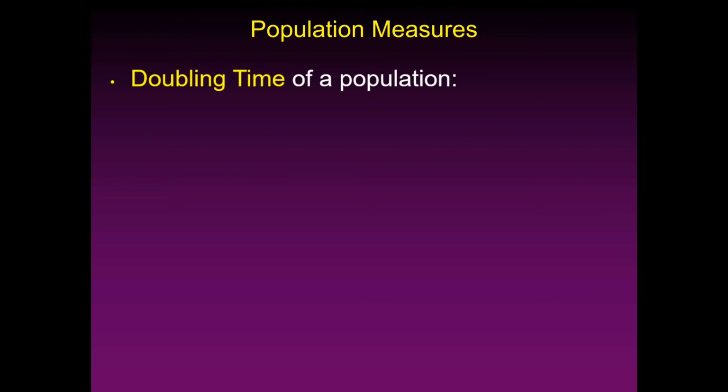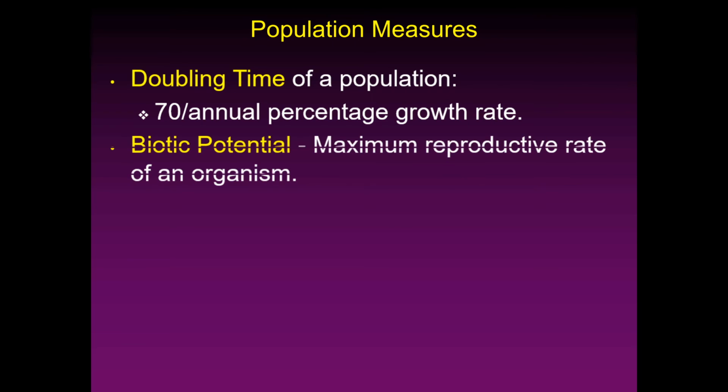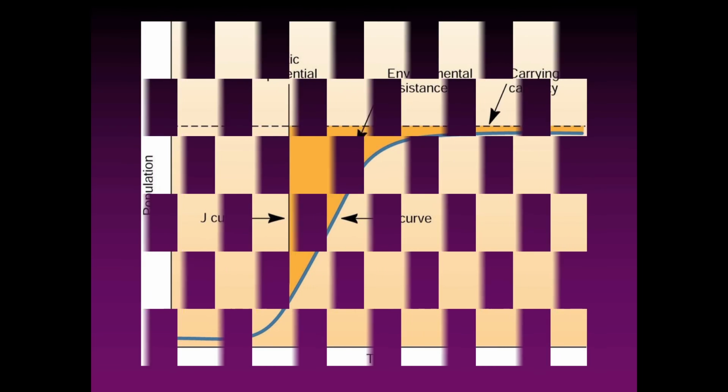One of the things that we look at when we measure this is doubling time, which is how long it takes for a population to double. It's 70 divided by the annual percentage growth rate. Biotic potential is the maximum reproductive rate of any organism, so if you were to measure how many offspring that organism can give off over its lifetime.